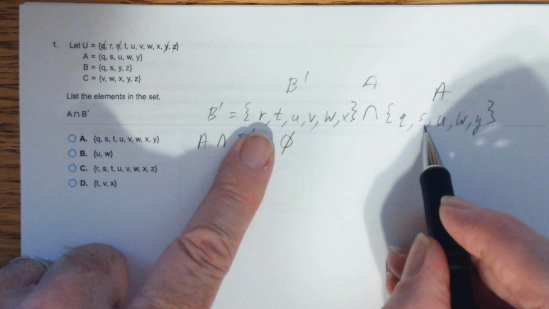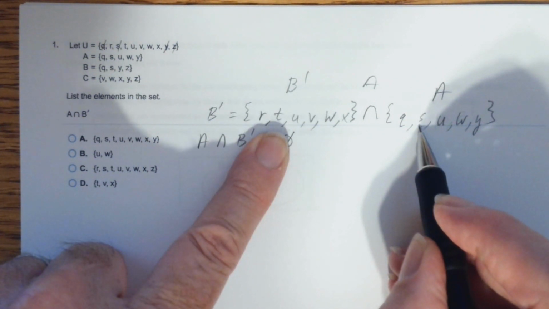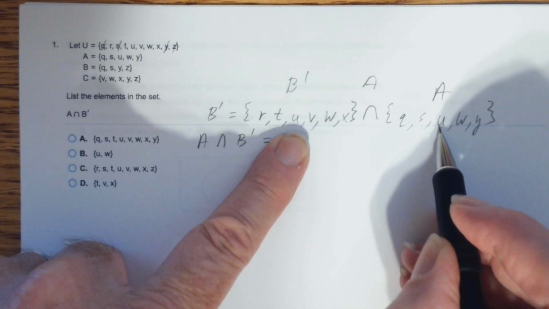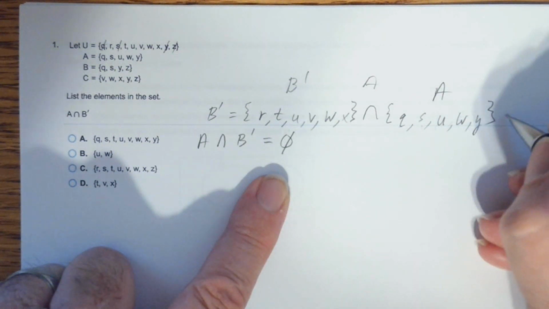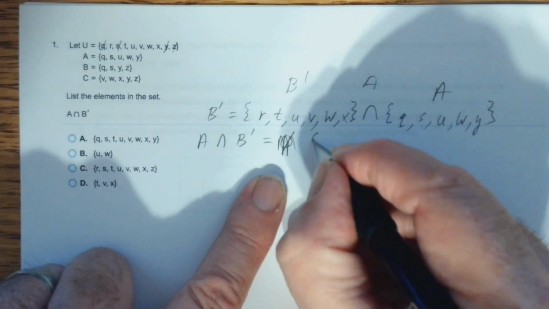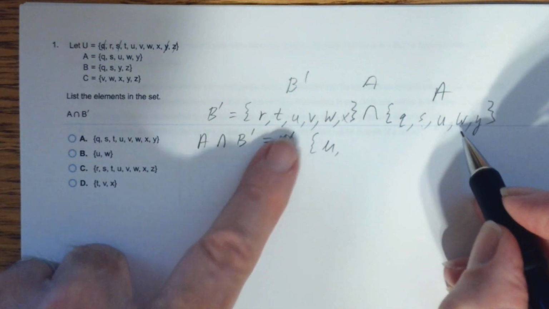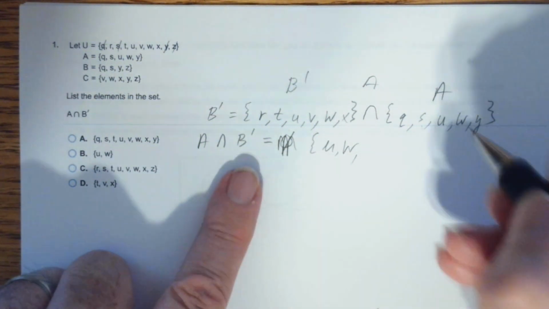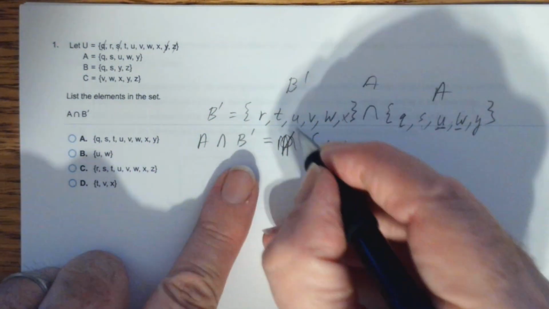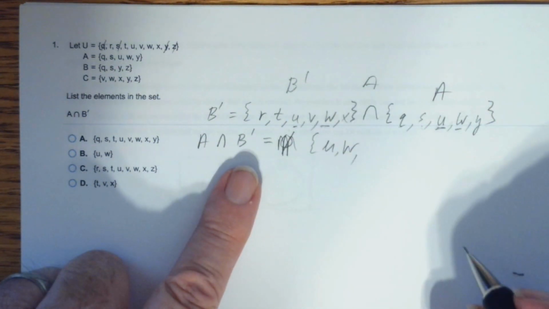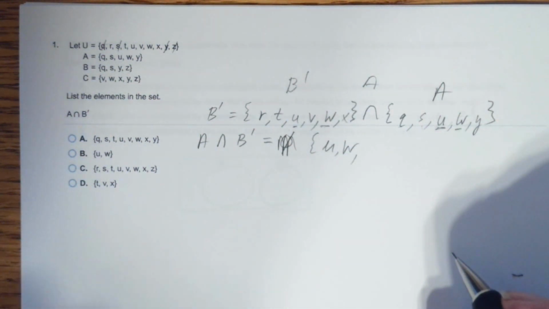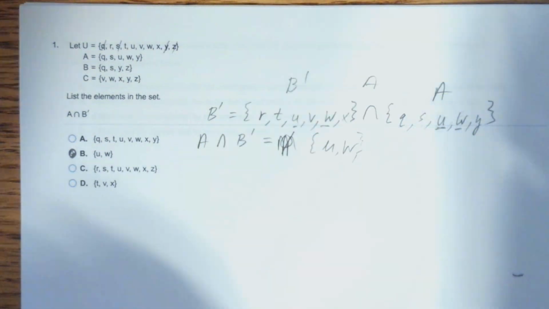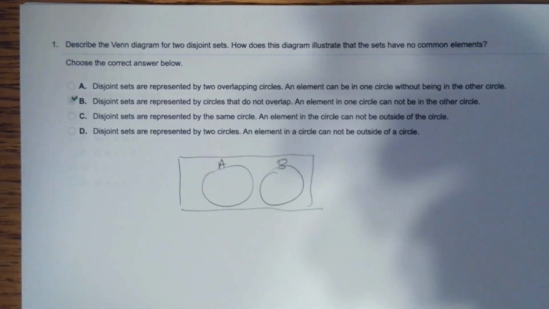Q is not in both. I'm focused on A here. S is not in B complement. Again, I'm looking for the elements that are in both. Well, there you go. U is. It's not the empty set. So we've got U. What about W? Yep, W. And Y, no. So if you look in here, U and W are the only elements that are in both sets. That's what we mean by intersection. So U and W, that would be answer B. All right, let's move on to the next problem.